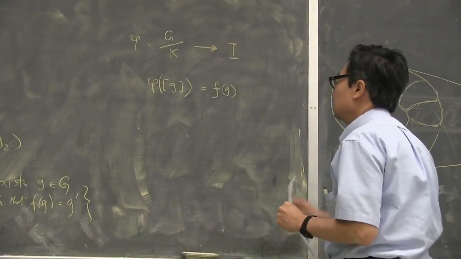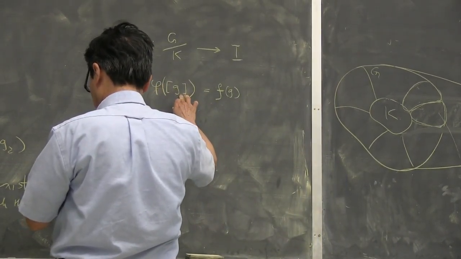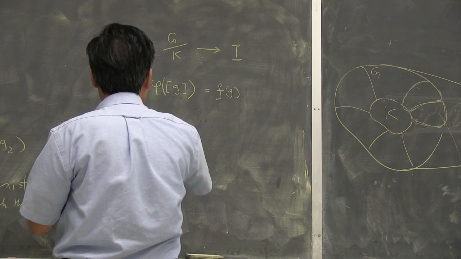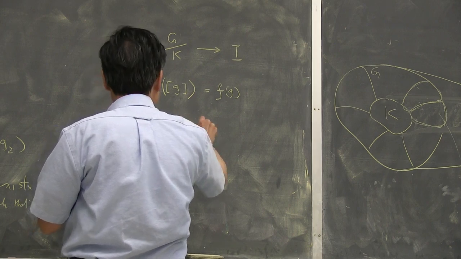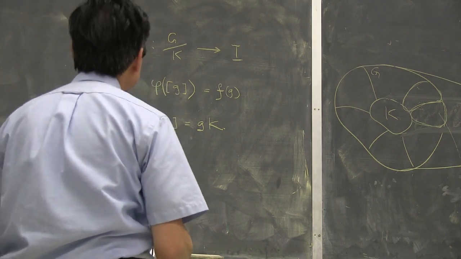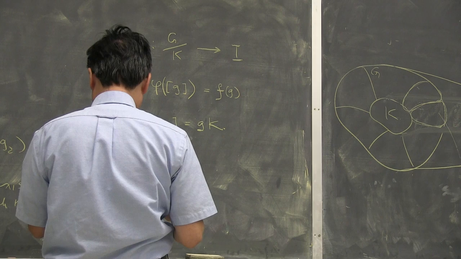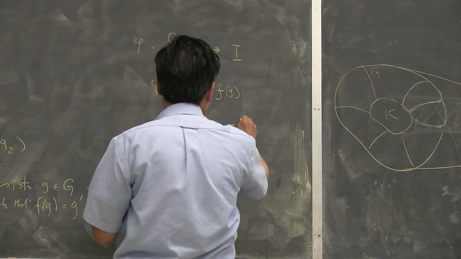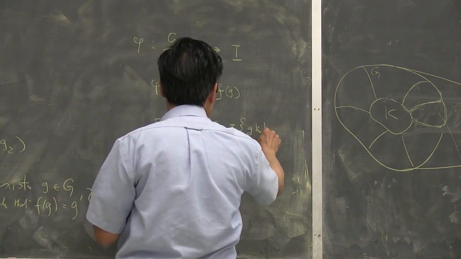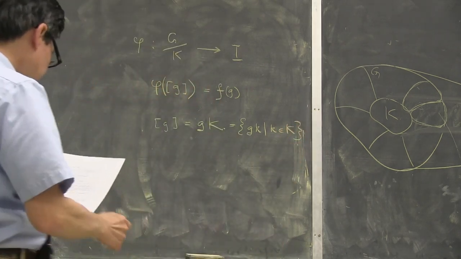So let's say that I take some coset, and I'm going to write this coset as the set gK, by the definition, which is the set of all g times little k where little k is in big K. Set theory notation.